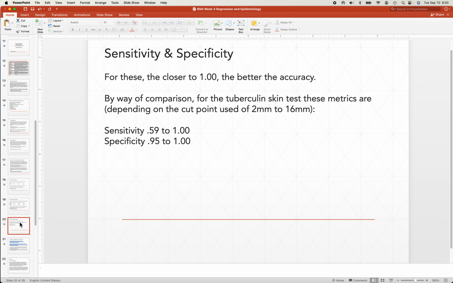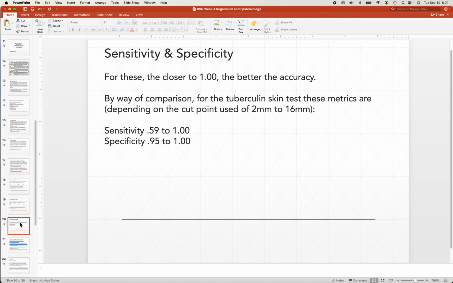So, for example, by way of comparison, we are familiar with the tuberculin skin test. The metrics for these vary depending on what we determine to be the positive sign that someone has tuberculosis, whether it's a 2 millimeter or 16 millimeter cut point.